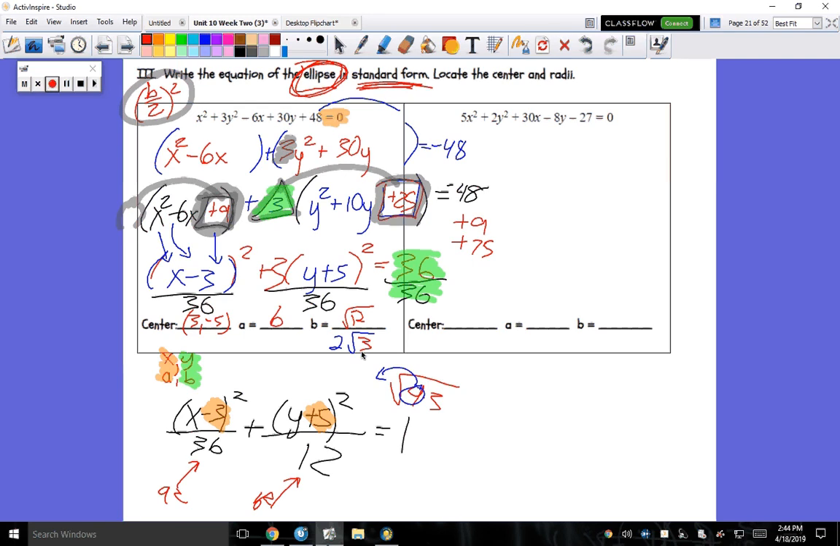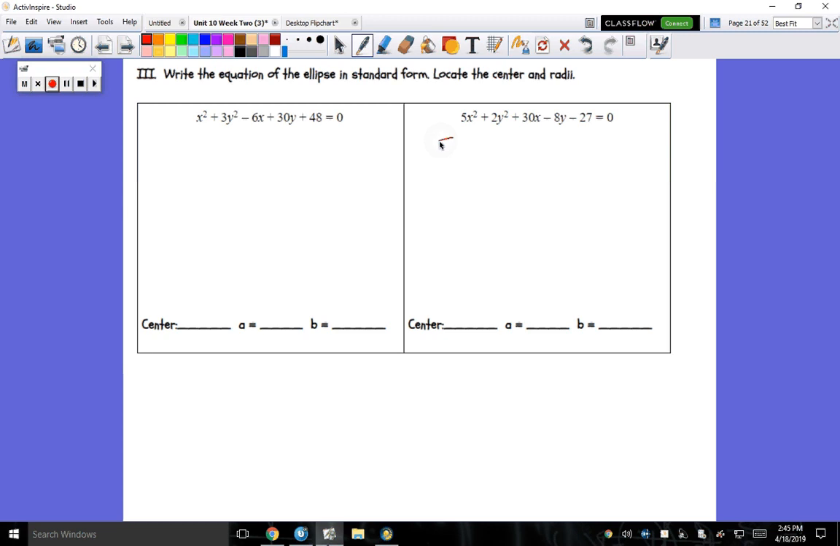All right, let's move on to the next one. Get a little bit more practice. Step 1, we're going to group all the x's. Here we go. So 30x, leave a little bit of space. Now we're going to group all the y's. 2y squared minus 8y, leave a little bit of space. And we're going to finally set it equal to, can someone tell me what? 27. Yeah, because you moved it over to the other side, and it became a positive 27.